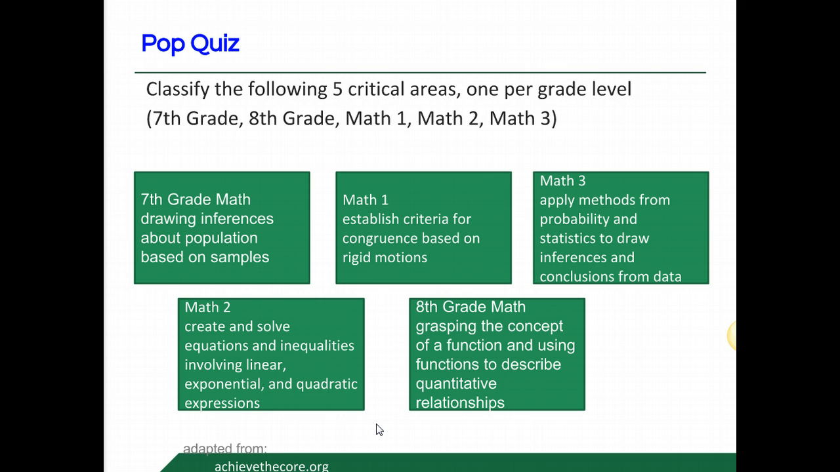And here are the answers. That first slide, 7th grade math, drawing inferences about populations based on samples. That third green box, apply methods from probability and statistics, draw inferences and conclusions from data, is Math 3. You got that right, hopefully.